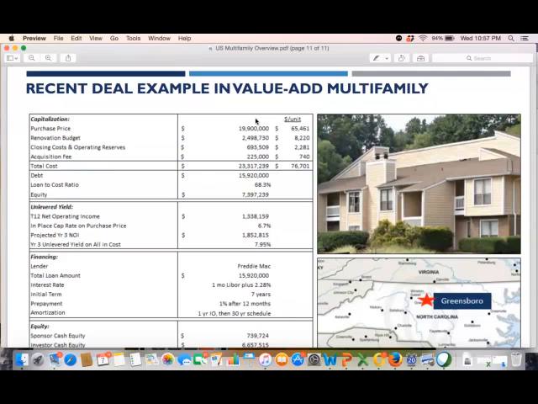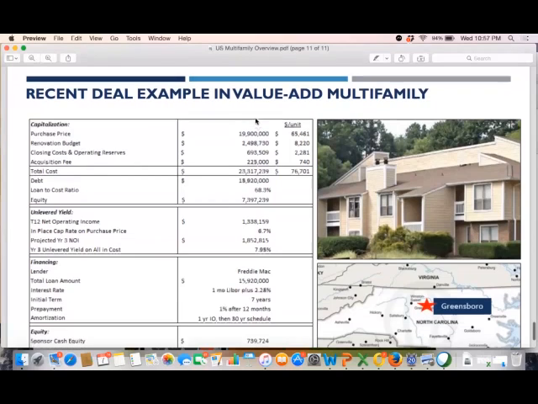Okay. So we do have one more question. Since you purchase properties around the country, do you manage your properties yourself, or do you outsource these to different property management companies?